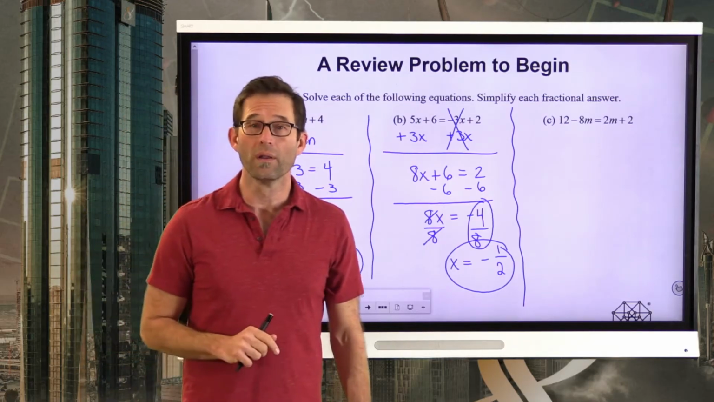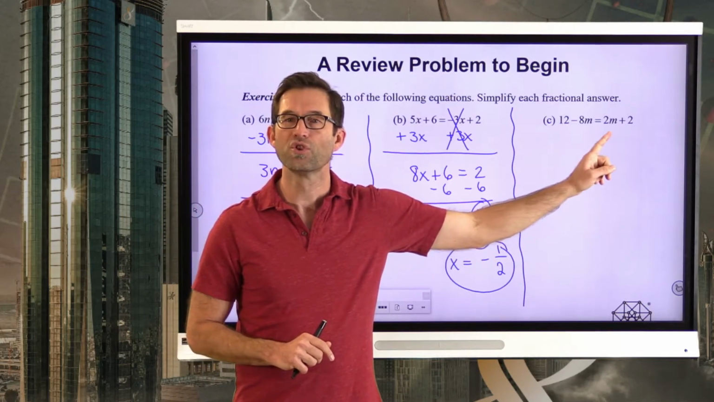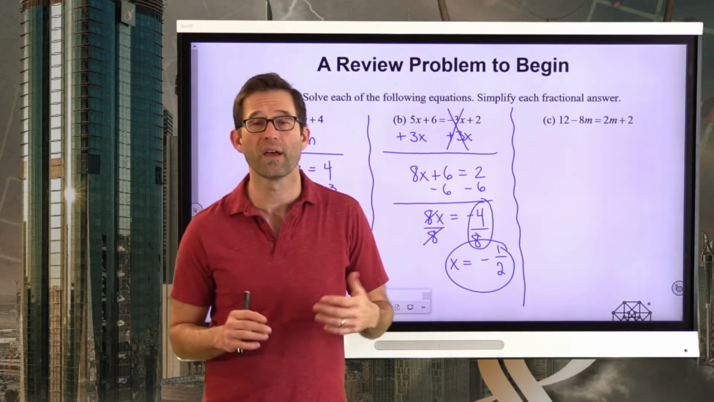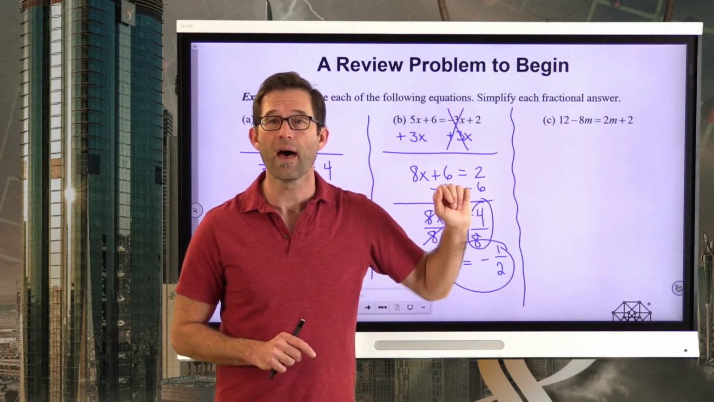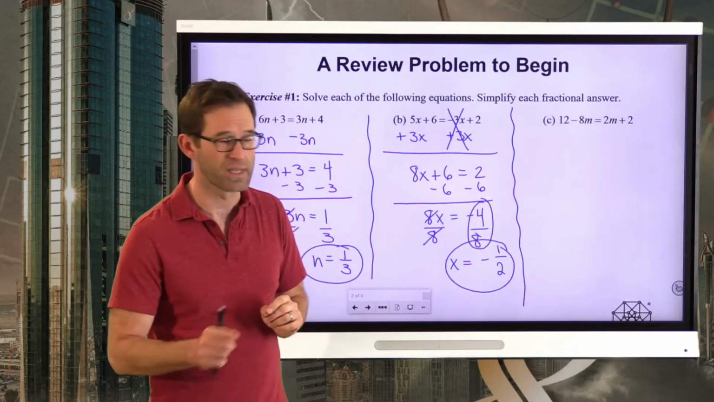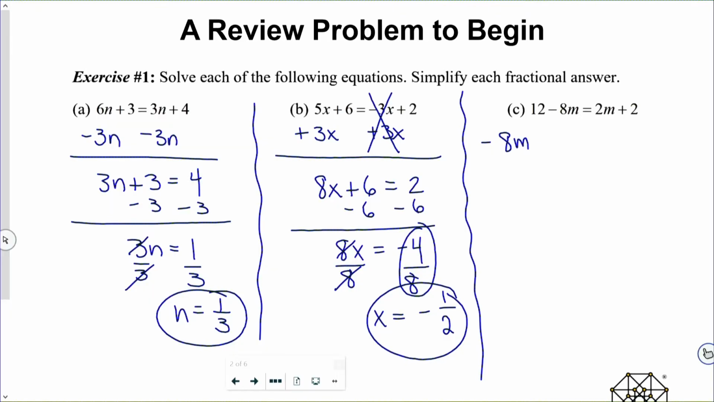Now the final one that we want to look at, letter C, has 12 minus 8m equals 2m plus 2. Here I want to employ a technique that we had from a few lessons ago to rewrite 12 minus 8m as negative 8m plus 12. That's the way we're going to begin letter C. So I get negative 8m plus 12 is equal to 2m plus 2. It just makes it a little bit easier if my variable is written first.